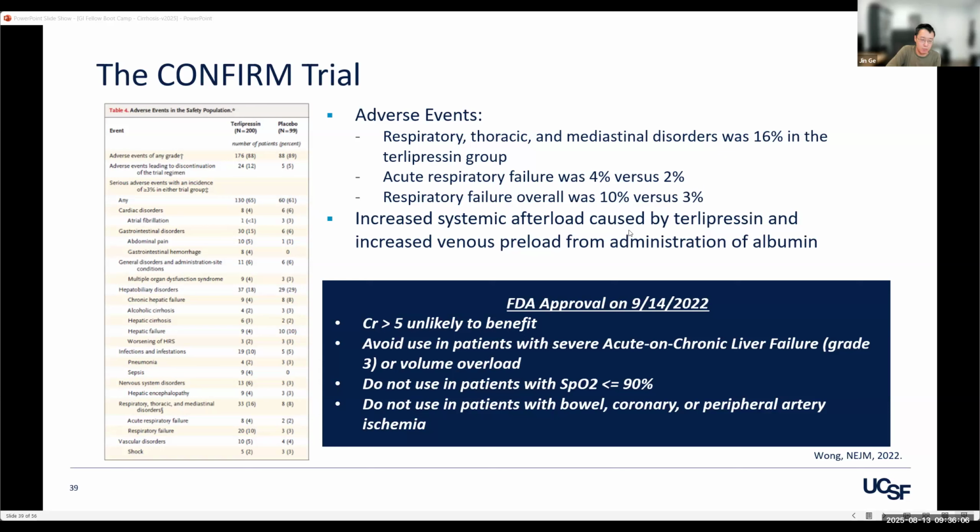And so when the FDA approved this back in September of 22, they gave a couple of warnings, notably that patients with creatinine above 5 are unlikely to benefit. So those patients you should really just think about putting them on dialysis. You should avoid it in patients with severe volume overload or severe ACLF. You should not use it in patients with SpO2 less than 90, and this was really a concern about respiratory compromise. And you shouldn't use it in patients with bowel, coronary, or peripheral artery ischemia.